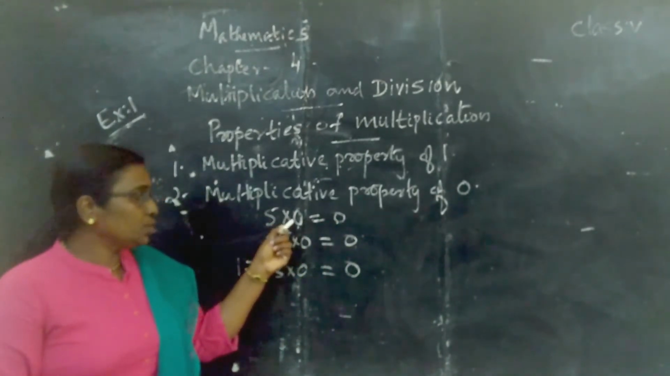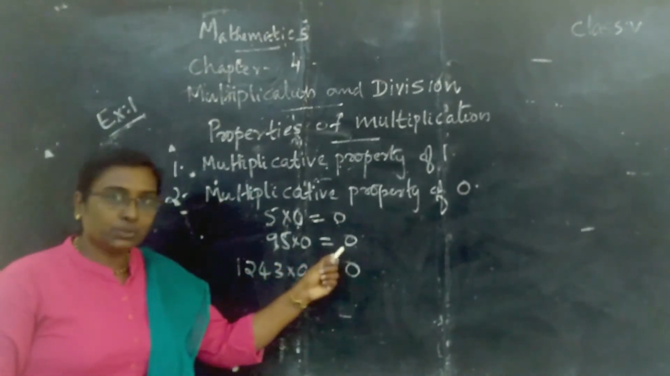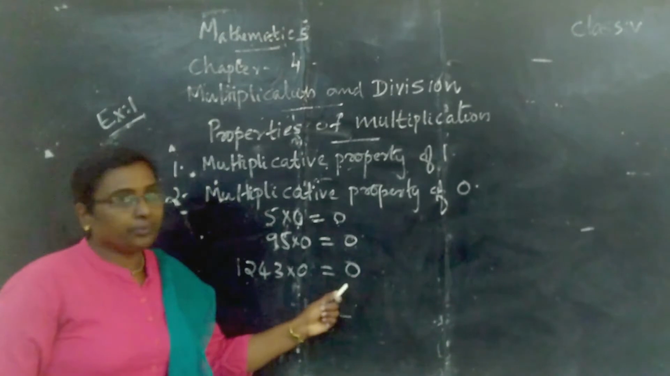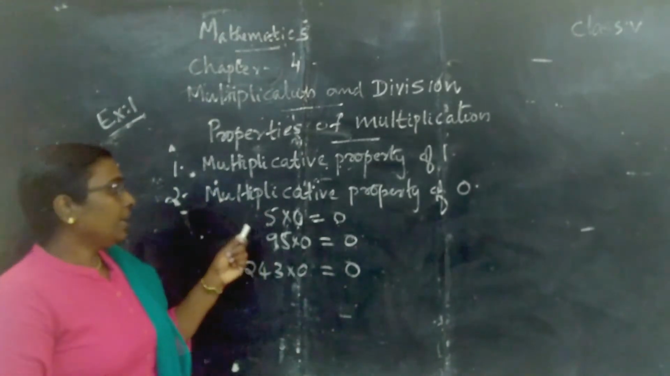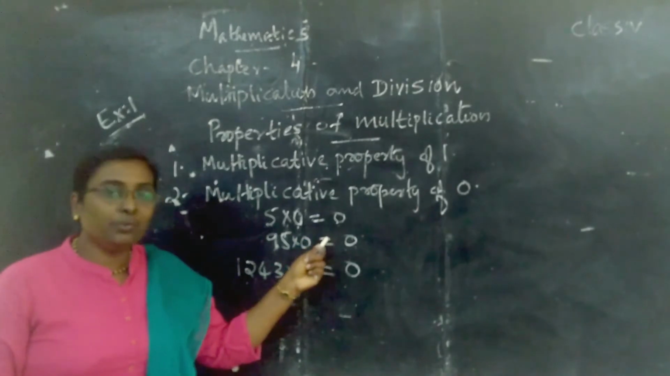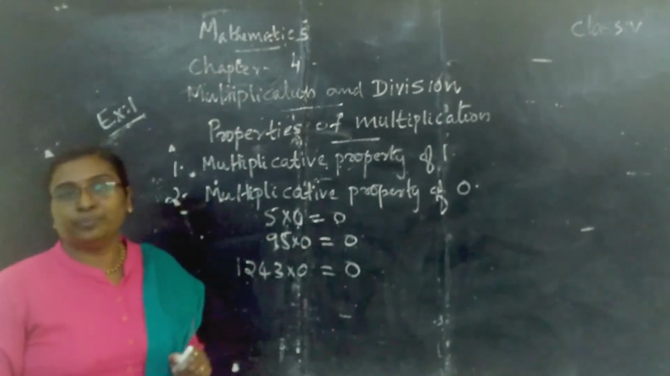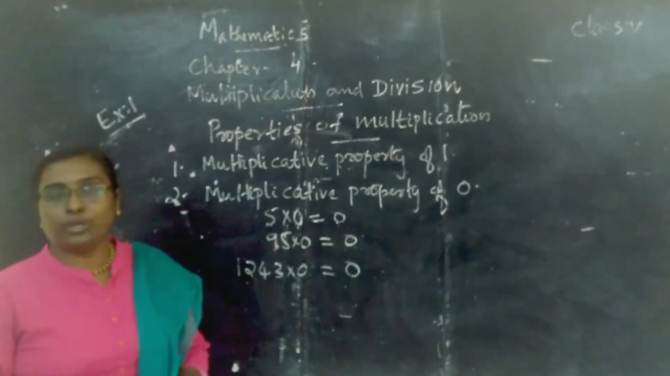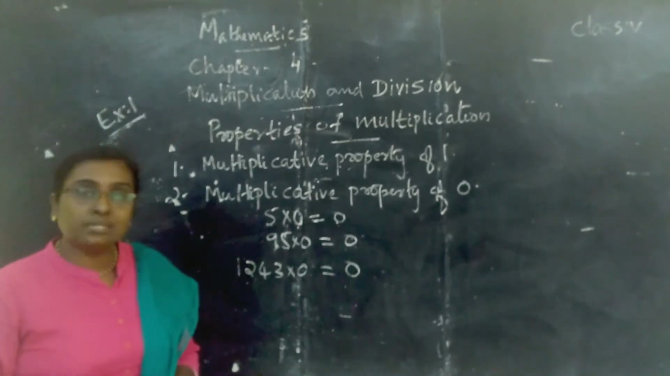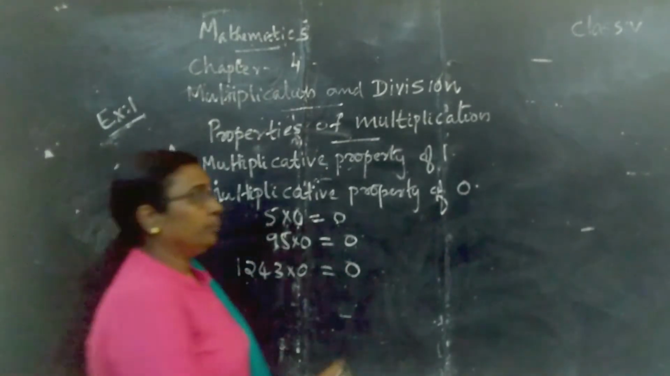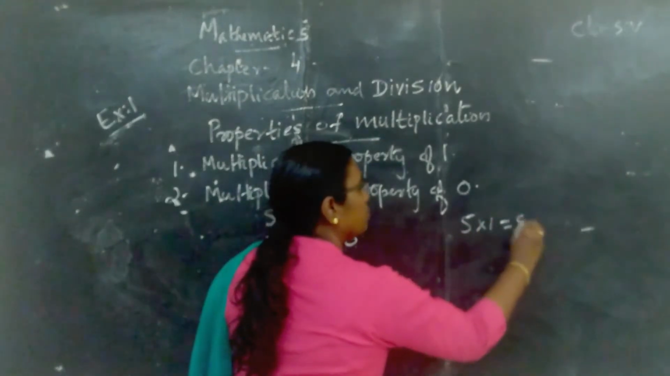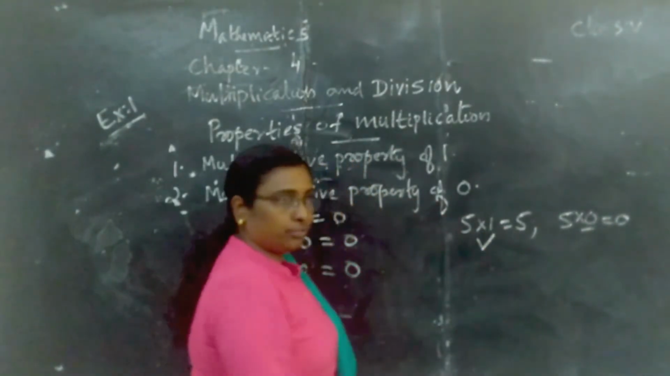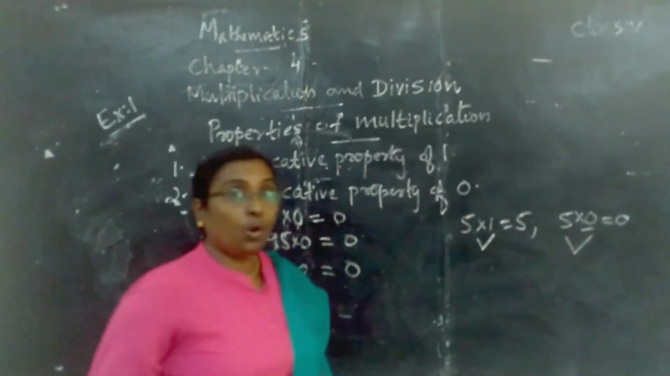Here 5 into 0 is 0, 95 into 0, 0, 1243 into 0, 0. Any number into 0 equal to 0. That is, when a number is multiplied by 0, the product is 0. This is the multiplicative property of 0. Okay. The first property is multiplicative property of 1. The second property is multiplicative property of 0. 5 into 1 equal to 5. 5 into 0 equal to 0. This is the multiplicative property of 1 and this is the multiplicative property of 0.